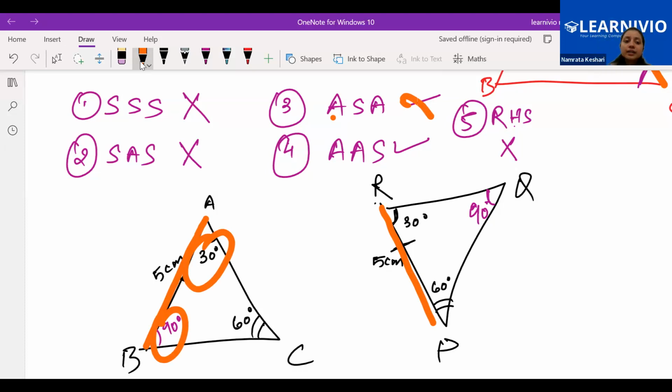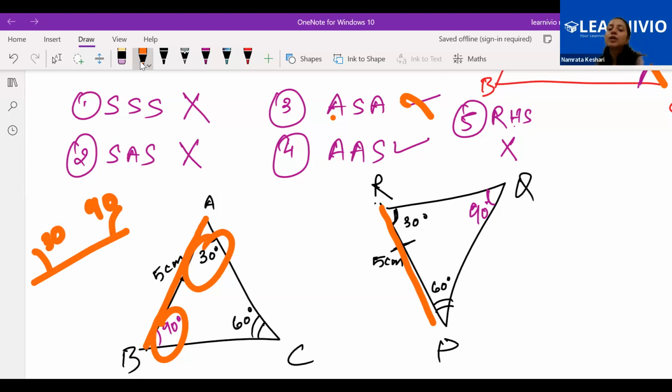Angle side angle criteria means in both the triangles the same pattern must be there. Here 30, here 90, and in between there is a side, and the same thing is followed in the other triangle. One of the angles is 30, one of the angles is 90, and in between them there is a side. That is called angle side angle. The included side has to be in between both the angles. This is not the case.